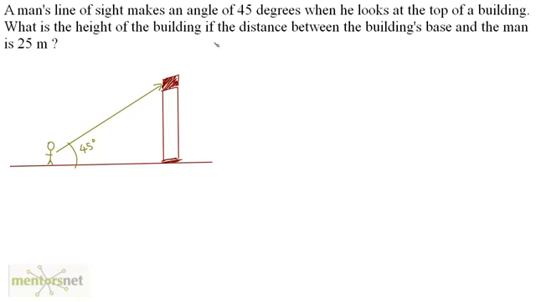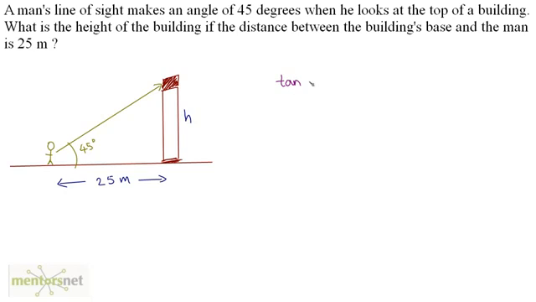Now we have been given the distance between the building's base and the man, which is 25 meters. So this distance basically is 25 meters, right? And we have been asked what is the height of this building. So this height of this building has been asked. Well, if you think carefully, you can take the tan of this angle.